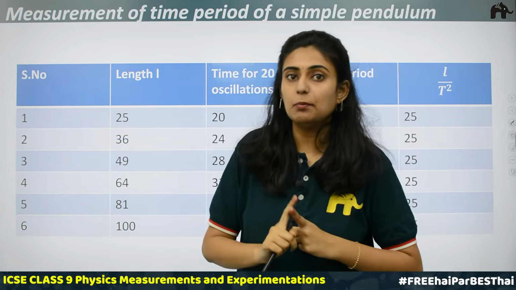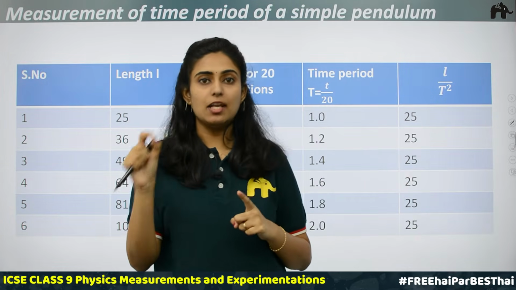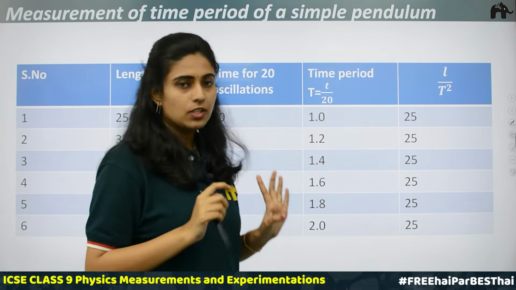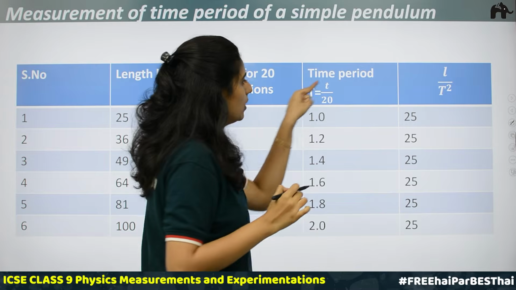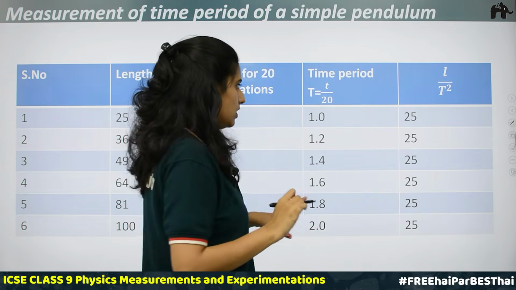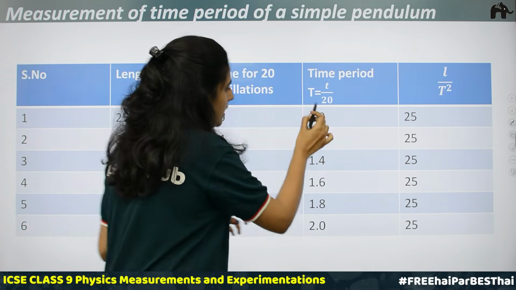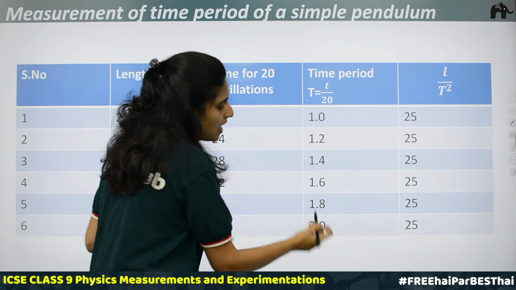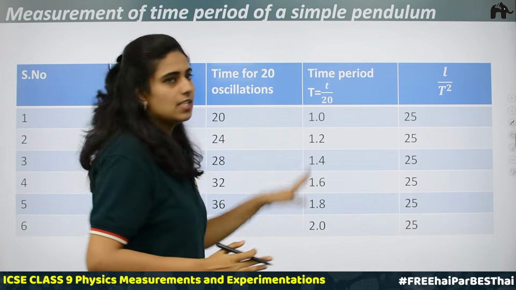How to calculate time period? Time period is the total time taken divided by the number of oscillations. Here the number of oscillations is 20. Therefore, time period T will be equal to total time divided by 20. When you find this, you will be getting 1, 1.2, 1.4, 1.6, 1.8 and 2. So, this is the time period.